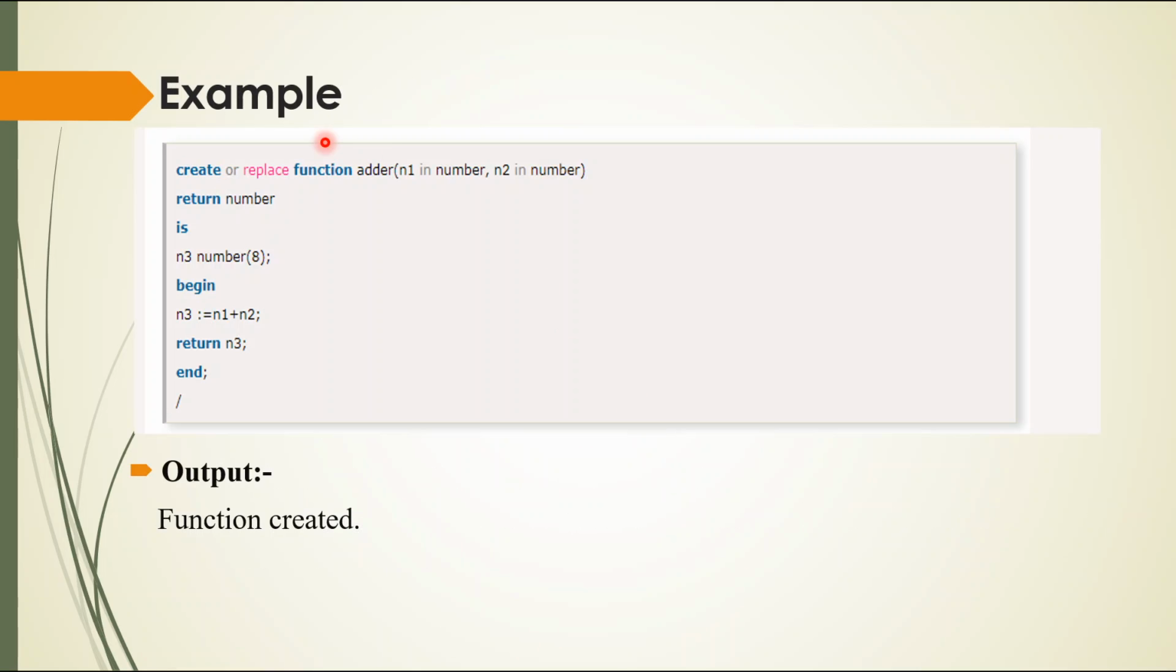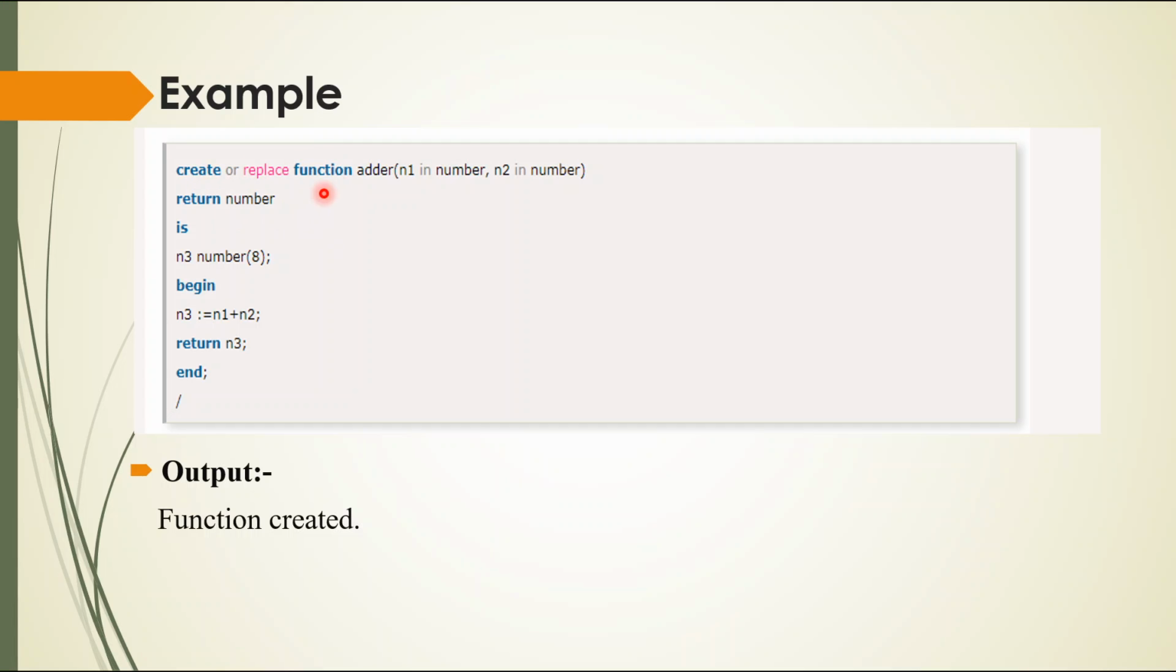So see the example. We are writing one function: create or replace function, then the function name. Adder is my function name. In brackets I am providing the parameters. One is n1 in number, and the second variable is n2 in number. Both data types are number. Now return number, so the output will be in the number data type.